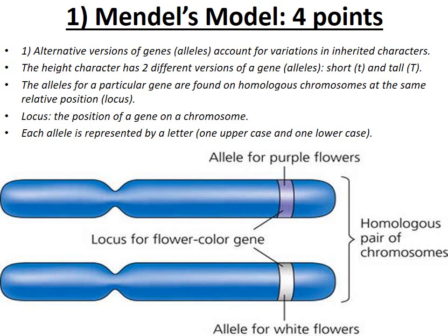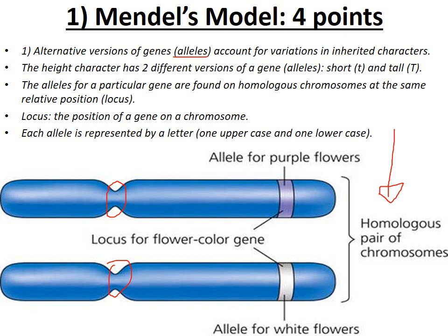The alternative versions of genes are called alleles. And in diploid individuals, we inherit 2 alleles per character, one from mom, one from dad. So let's take a look at this example over here. Here we have some homologous chromosomes, and we know homologous chromosomes have the same length, same centromere position, and same gene loci, so same position of genes on a chromosome. They would also have the same genes, but they could have different versions of the genes.